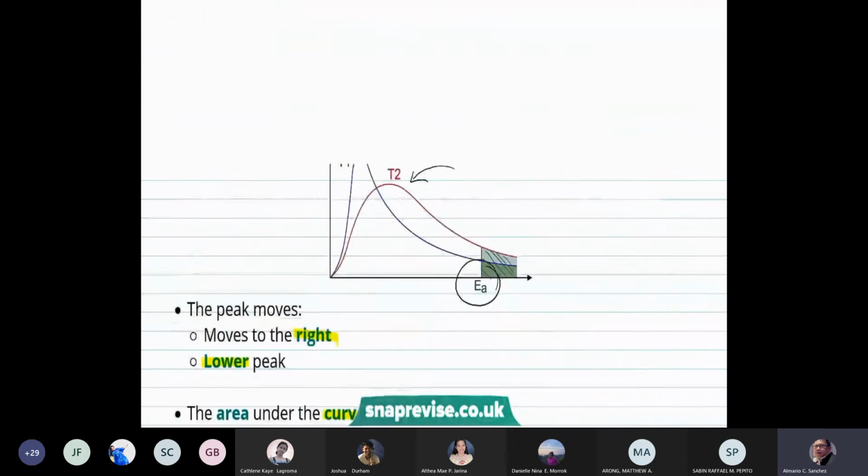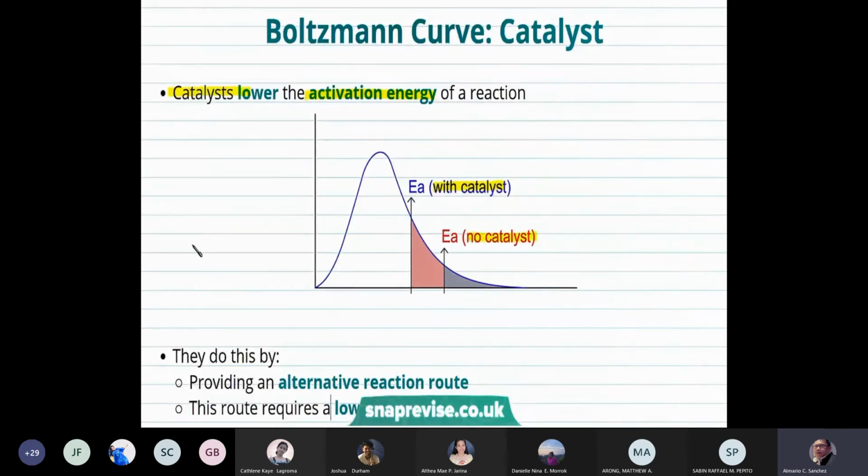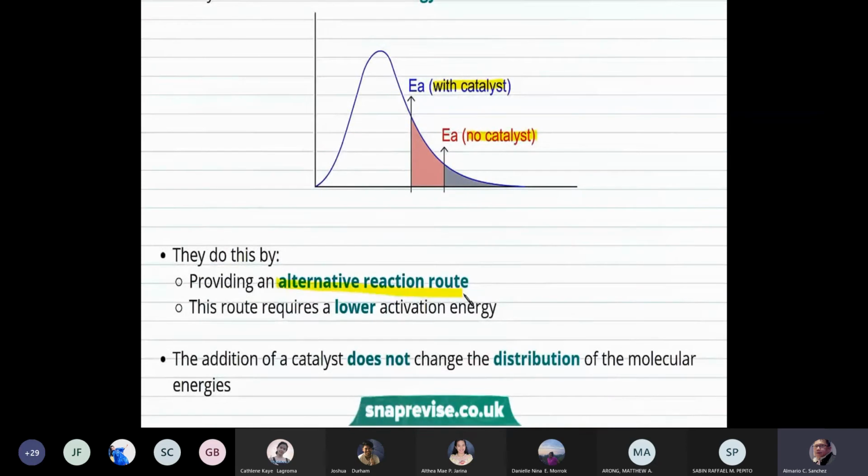So now I've had a look at the curve in relation to increasing the temperature. Let's have a look at the curve in relation to the presence of a catalyst. Well, we know that catalysts lower the activation energy of a reaction, and we can see that on our curve here. Here on the left, we have an activation energy with our catalyst, which occurs at a lower energy than the activation energy with no catalyst. So we know that our catalyst provides an alternative reaction route, a route that requires a lower activation energy. Now, they don't change the distribution of the molecular energies. You can see we haven't got a second curve forming. Instead, we just have this lower activation energy.